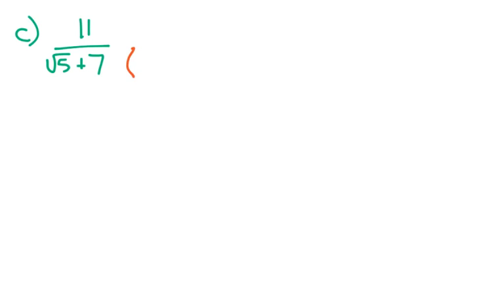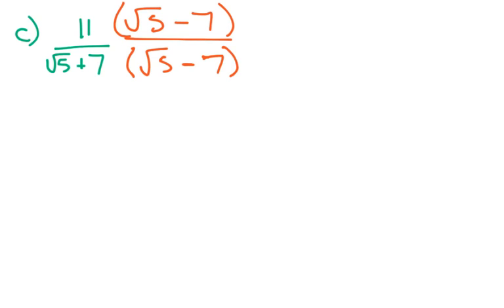What we need to do is multiply by something called the conjugate of this expression. The conjugate has the exact same terms, so root 5 and 7, but instead of a plus sign, it has the opposite sign. It has a minus sign. We'll do that top and bottom. Whenever we have 2 terms on the bottom, we need to multiply by the conjugate, and the conjugate just has the opposite sign but the same terms.